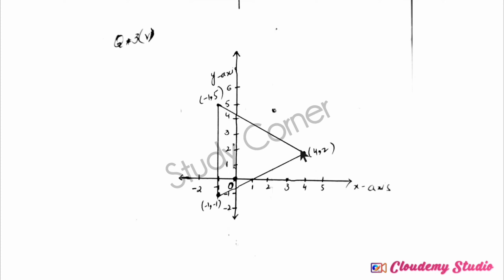Then x is 4 and y is 2. So this is the point to plot, and the third one is -1 and 5, so this is the point. Now join these 3 points to get a triangle sketch. So we have to find the distance between these 2 points: (-1, -1) and (4, 2), and (-1, 5) and (4, 2).